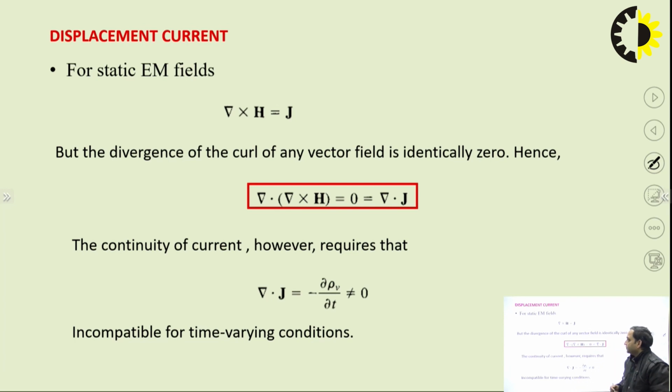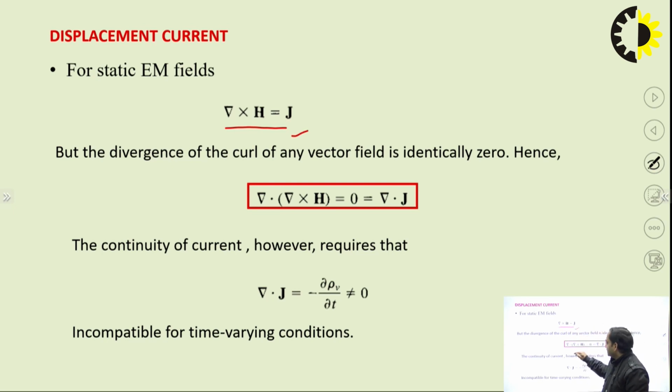We will come to the point where we can decide what the displacement current and the displacement current density are. Previously we were aware of the static magnetic field relation in Maxwell's equation, where del cross H is equal to J. Here J is the conduction current density and H is the magnetic field intensity. Let's take the divergence of this equation and see what happens.